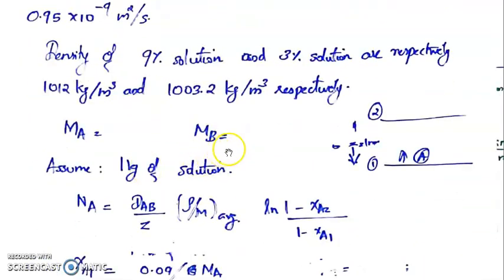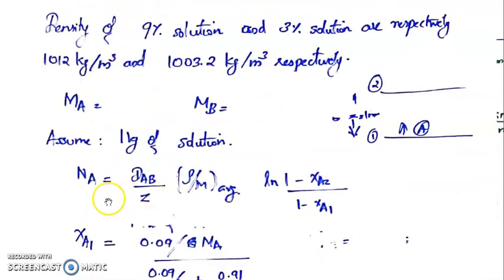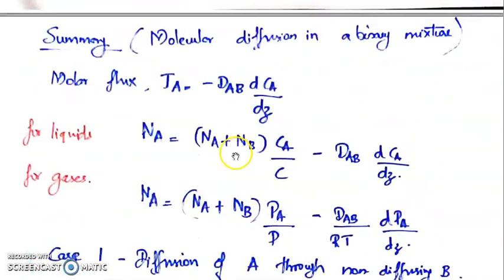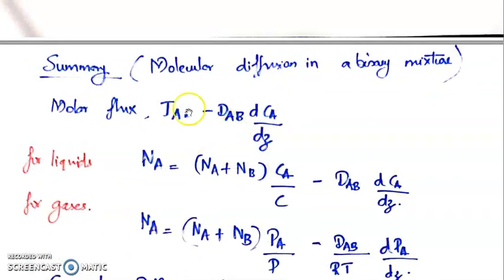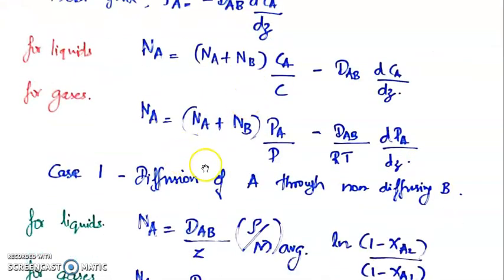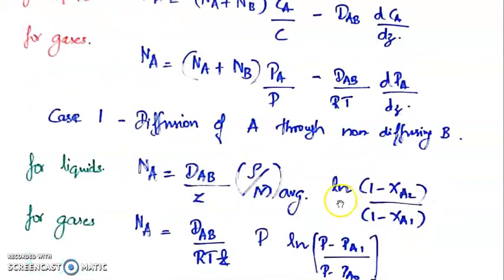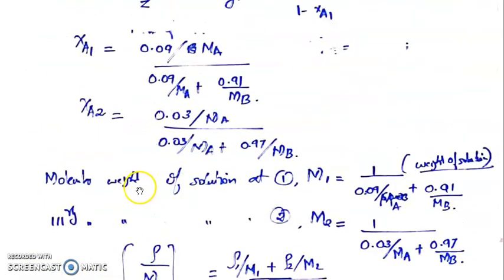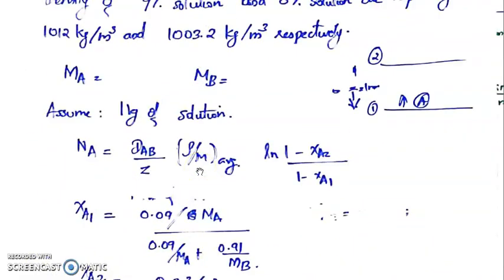So I can use the equation NA is equal to DAB by Z times rho by M average times ln of (1 minus XA2) by (1 minus XA1). In order to see this, just go back and check this chart. See here, all the equations are given. Say the diffusion of A through non-diffusing B, and for liquids I have this equation. So this equation should be used.